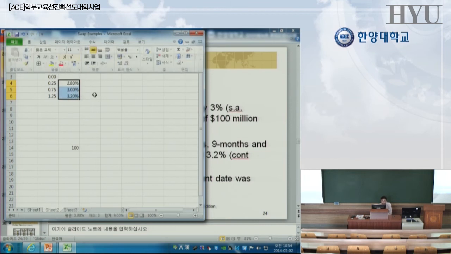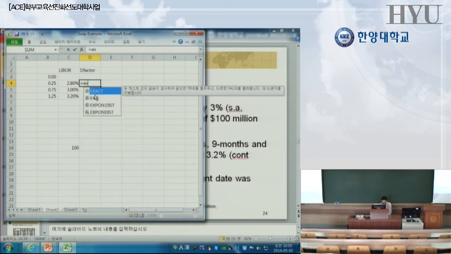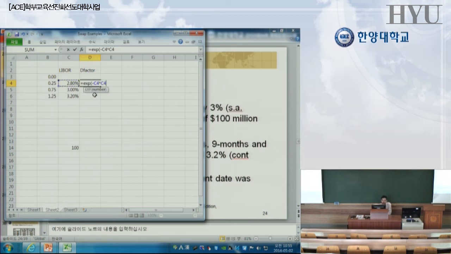Okay, so we can calculate the discounting factor, D factor. I wanted to learn Brownian motion today, but there's no time. Right? Discounting factor is exponential of minus this one multiplied by this one. Done.